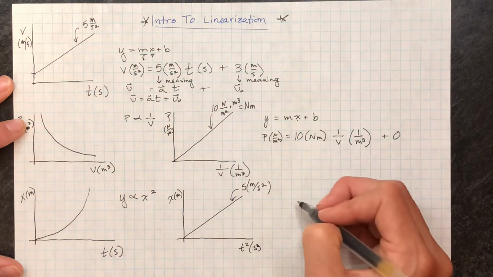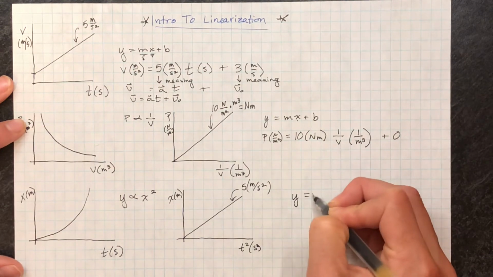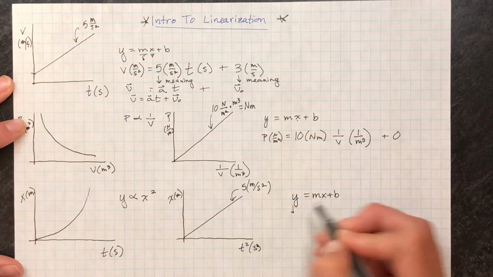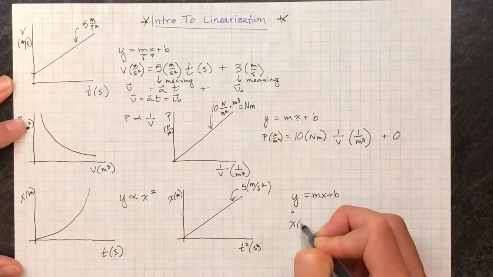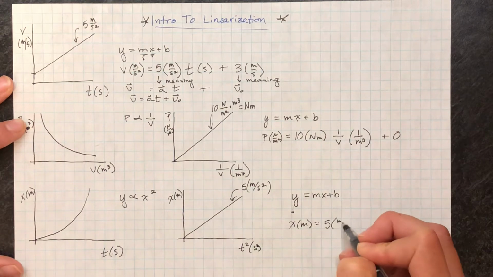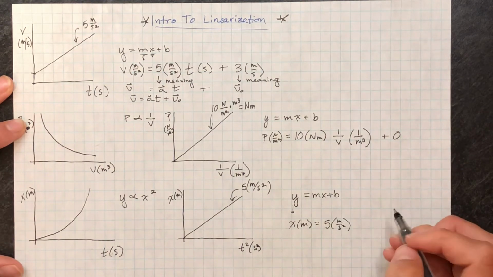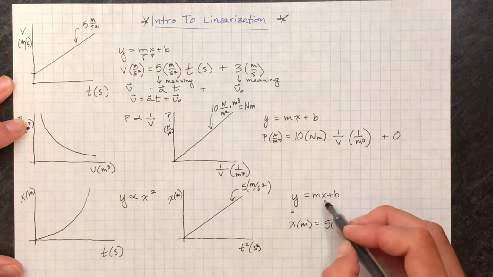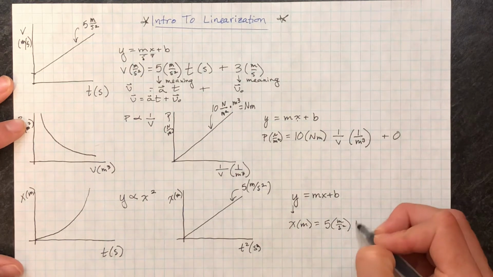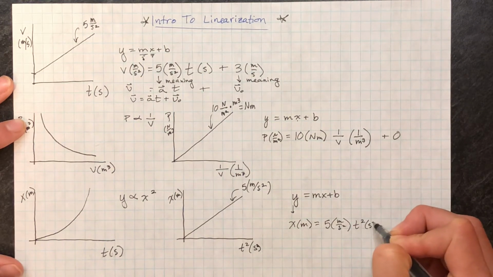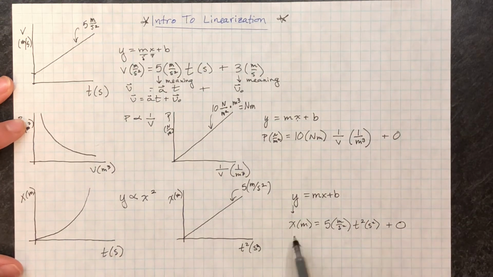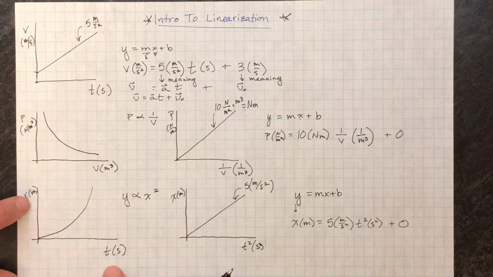And now we can apply the same thing to find the equation. So y equals mx plus b. And replacing the y, I'm going to put whatever's on my y-axis, so that's position in meters. My slope is going to be 5 meters per second squared. And my x is my independent variable, which is time squared. And the unit there is seconds squared. And then there is no y-intercept. So now this is the equation that shows the relationship between my 2 variables.